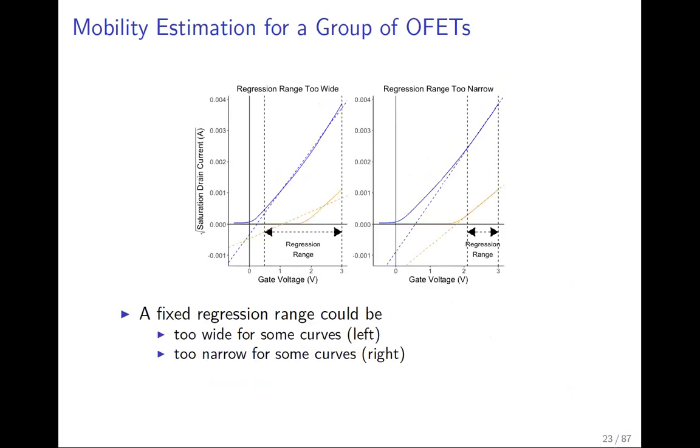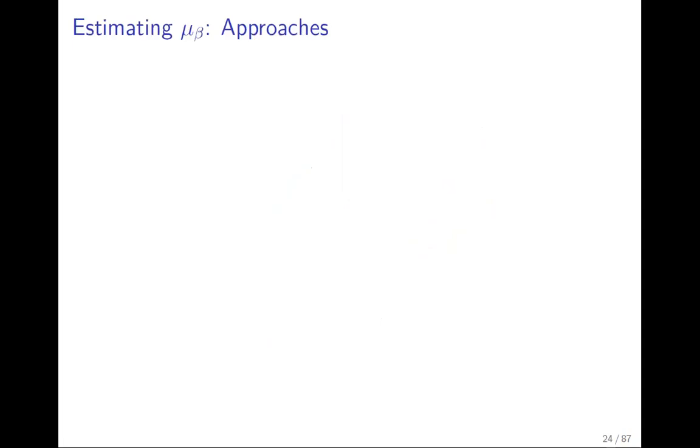There is a problem with using a fixed regression range that is illustrated by this plot. In the left panel, the regression range is based on the blue curve and is too wide for the orange curve. In the right panel, the regression range is based on the orange curve and is too narrow for the blue curve. Thus, a fixed regression range could be too wide for some OFETs in the group and too narrow for others. We use simulations to evaluate 4 approaches to estimating mu beta, or step 1 of the alternative strategy.